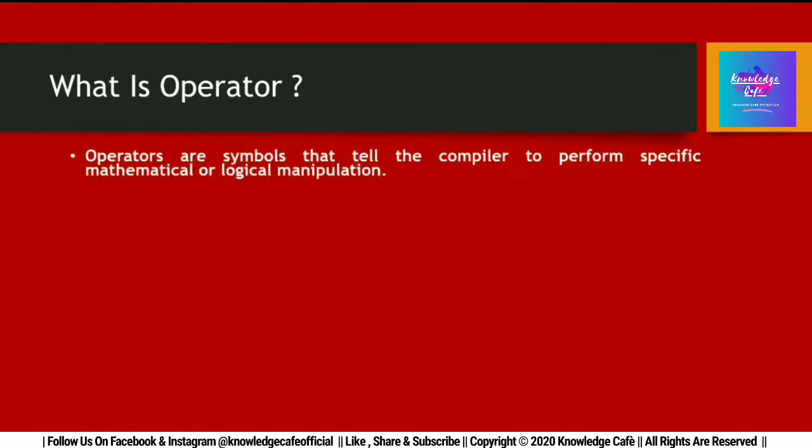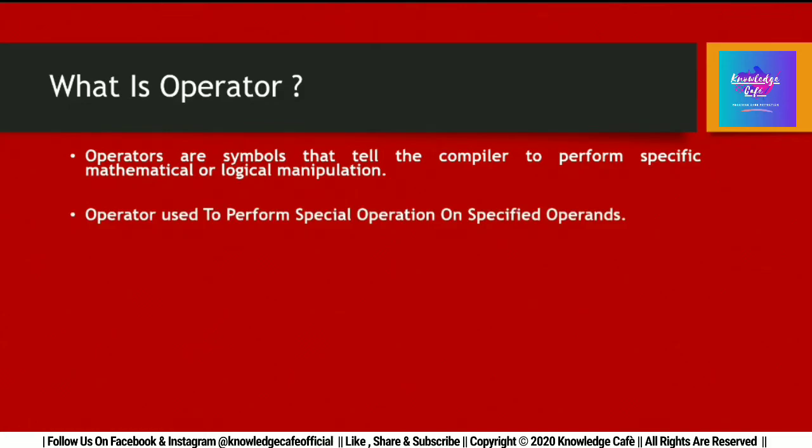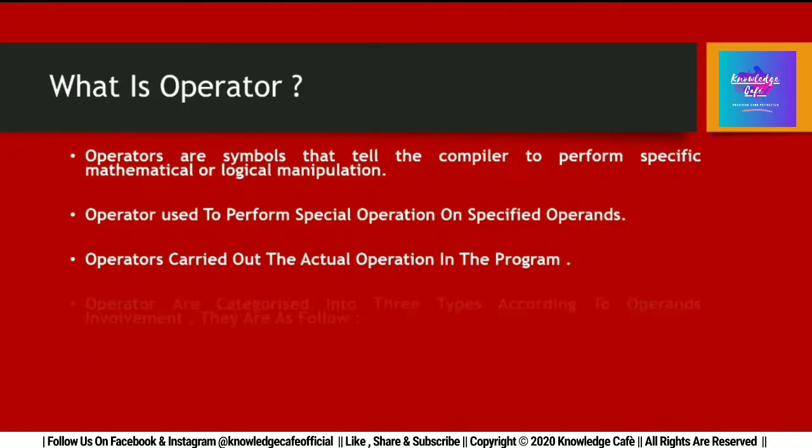So our first topic, what is an operator? Operators are symbols that tell the compiler to perform specific mathematical or logical manipulation. Operators are used to perform special operations on specified operands. Operators carry out the actual operation in the program.